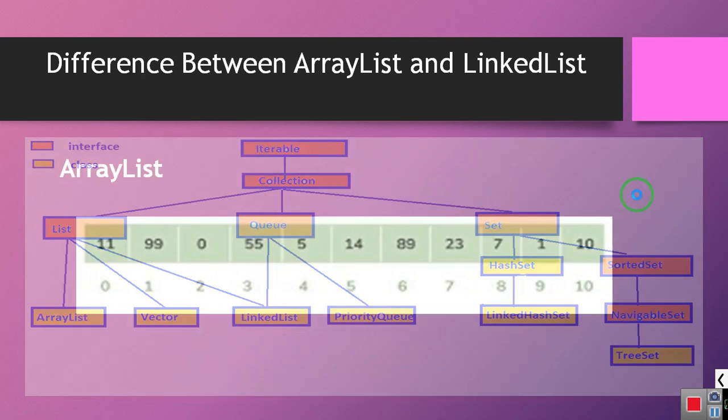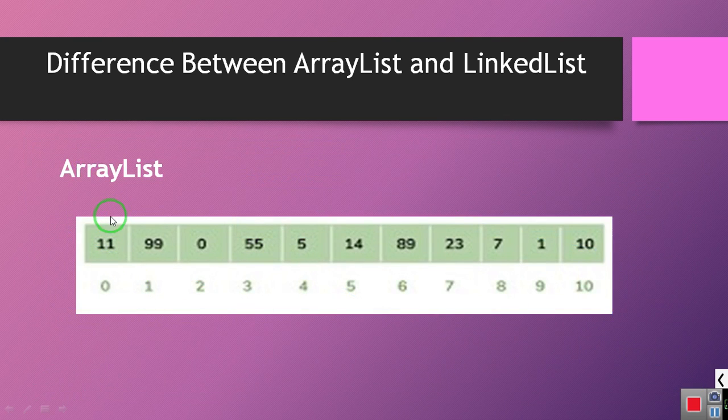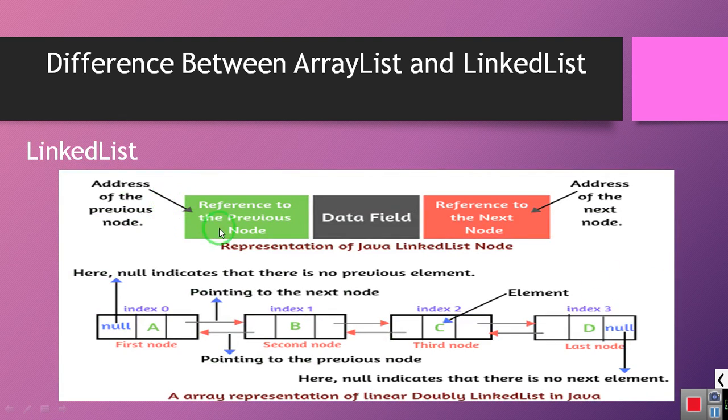The next slide shows us how the elements are stored in an ArrayList. There are index values, and here is the value. Each value is associated with some index, so we can access any element by its index. If I want the element at the fourth index, I can access it by index. Now the LinkedList, how is it stored?